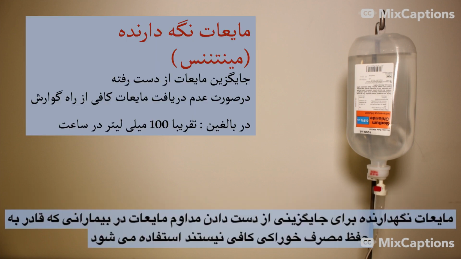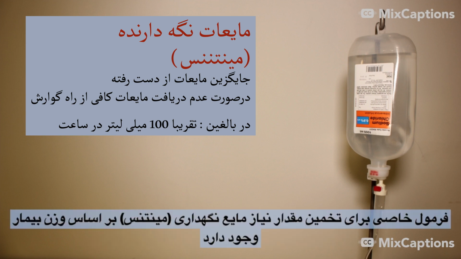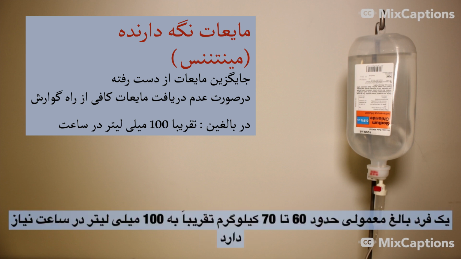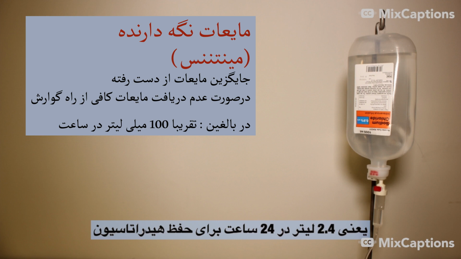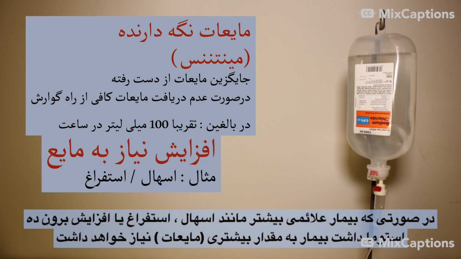Maintenance fluids are used to replace ongoing fluid losses in patients unable to maintain adequate oral intake. There are specific formulae for estimating the maintenance fluid requirements based on patient weight. A typical adult of about 60 to 70 kilograms will require approximately 100 millilitres per hour, i.e. 2.4 litres over 24 hours, to maintain hydration. The patient will require more if there are ongoing additional losses such as vomiting, diarrhea, or increased stoma output.